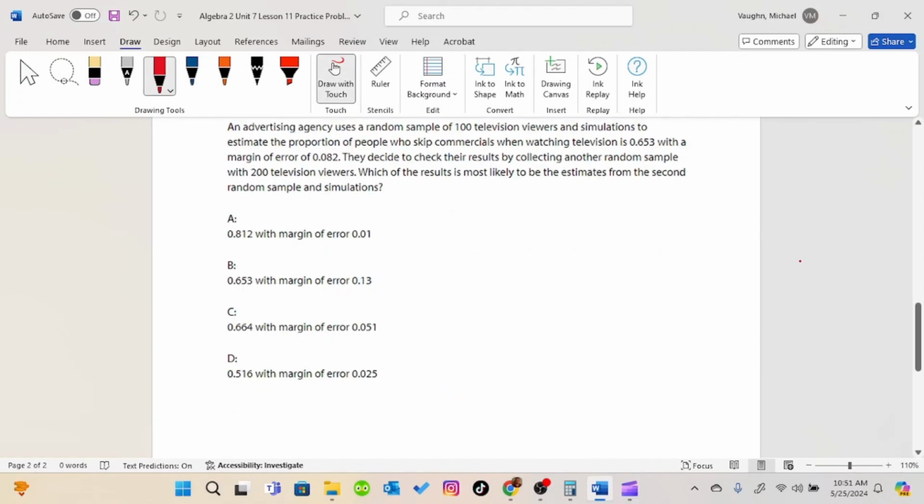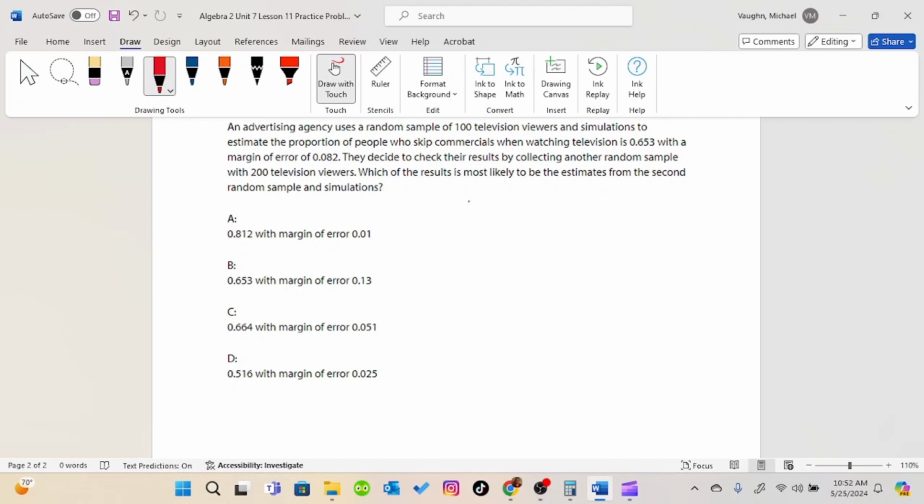An advertising agency uses a random sample of 100 television viewers in simulations to estimate the proportion of people who skip commercials when watching television is 0.653 with a margin of error of 0.082. They decide to check their results by collecting another random sample with 200 television viewers. Which of the results is most likely to be the estimates from the second random sample of simulations?